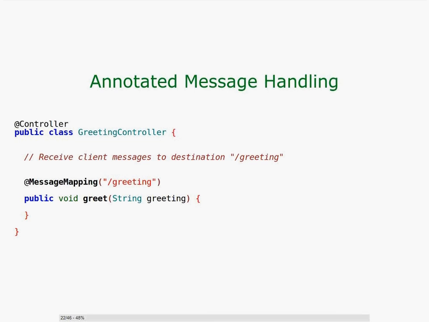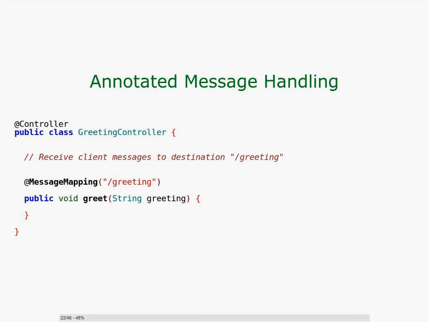So here we see a message mapping annotation that is going to process Stomp messages from the client that are for the destination of /greeting. Now, the argument into the method, the greeting string, is going to come from the body of the message. This is, again, going to feel very familiar to Spring MVC, just like we have a request body annotation there. Here we have the ability to extract the body of the message, the payload of the message, and pass it into the method.